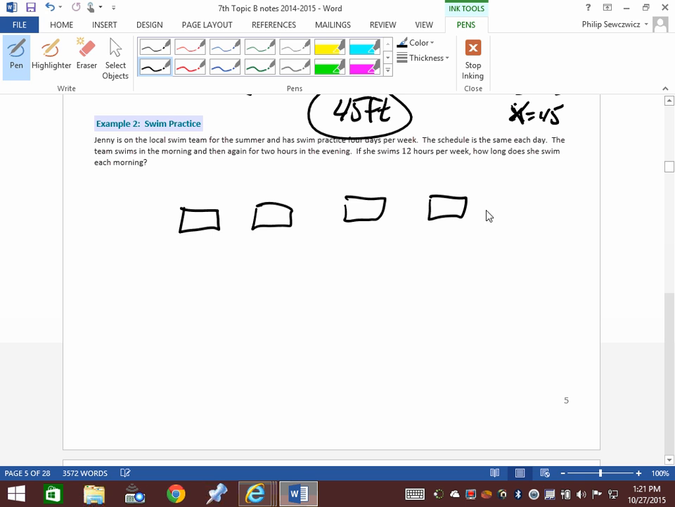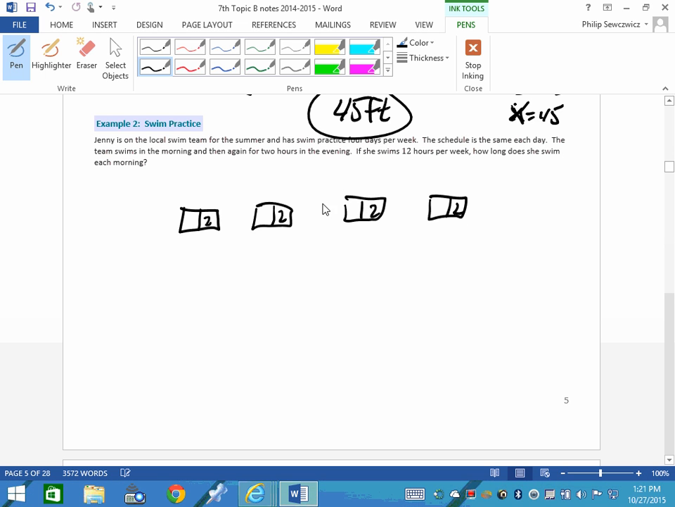I'm going to go a little more visual here for this one. The schedule is the same each day. This team swims in the morning and then again for 2 hours in the evening. So I know they're going to have a morning swim and then 2 hours, a morning swim and then 2 hours, a morning swim and then 2 hours, a morning swim and then 2 hours. The thing about it is they did tell me that the schedule is the same each day.